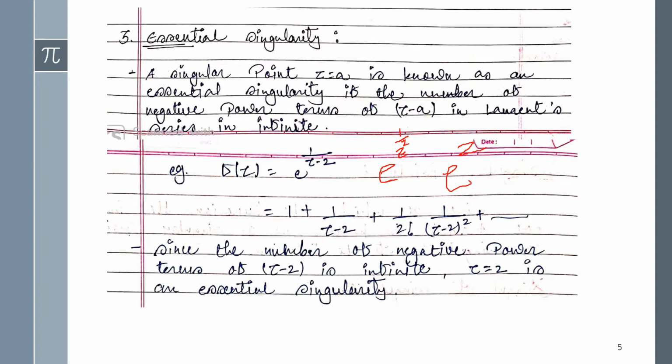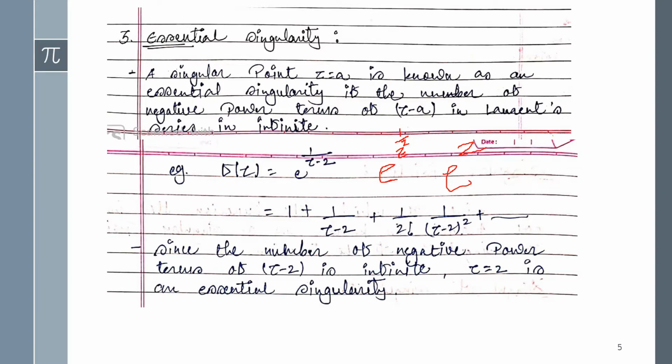Okay, so here such functions will come in which you can substitute its expansion, its series. You can write the series of e raised to z, but in place of z here it's given 1 upon z minus 2, so it will be 1 plus 1 upon z minus 2, plus 1 upon 2 factorial into 1 upon z minus 2 whole square, plus and so on.